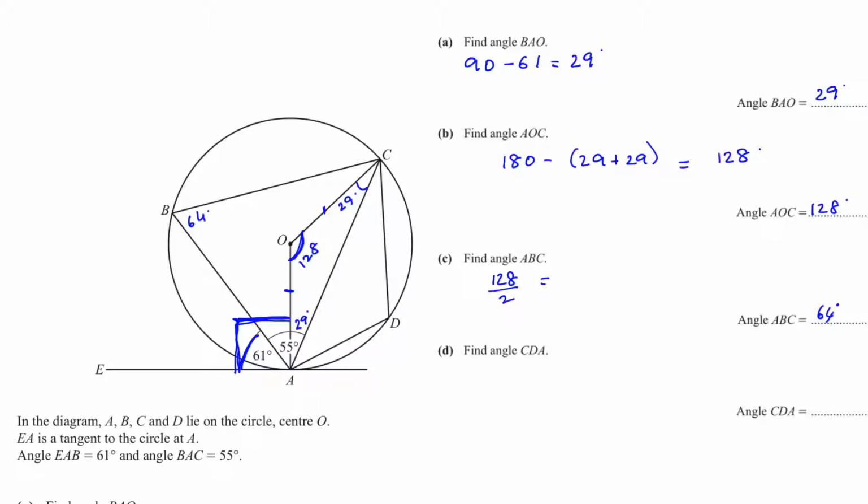Next, find angle CDA. C, D, A, and B. These are 4 points on the circumference and they form together a quadrilateral. Cyclic quadrilateral. In a cyclic quadrilateral, the opposite angles add up to 180. So to find angle CDA, we have to subtract 64 from 180. 180 minus 64 will give us 116. So this question is finished now.